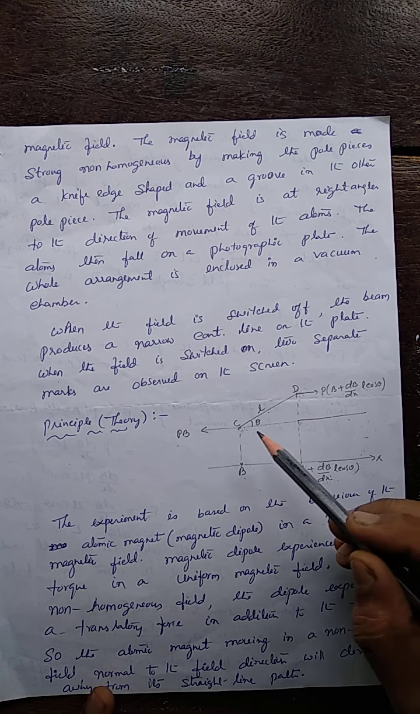Now here, since the field is non-homogeneous, the atoms experience a translatory force, which means they get accelerated in the direction of the field. So the acceleration of the atoms along the x direction, ax, is due to this force fx. By definition, f equal to ma, so we get ax as fx by m. What is m? The mass of the atom, the mass of that silver atom.